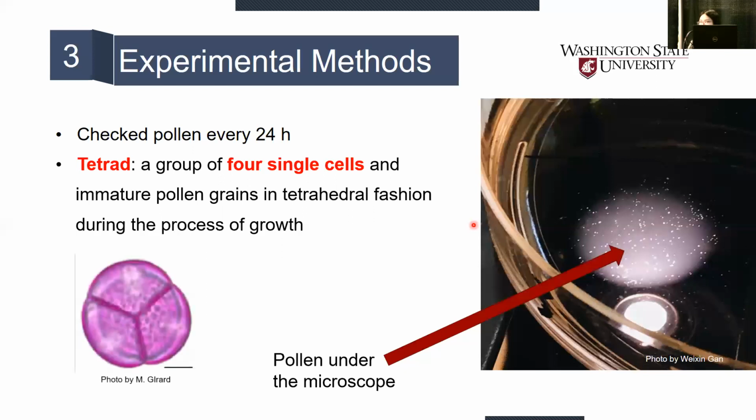Please look at this photo. It's a tetrad of blueberry pollen. And you can see there are 1, 2, 3 single cells. And the last one is under this plane because it's a 3-dimensional shape. And after the pollen lands on the media, it starts to grow, starts to fertilize, and it starts meiosis, turning to a tetrad.